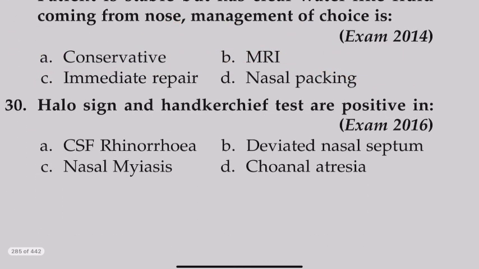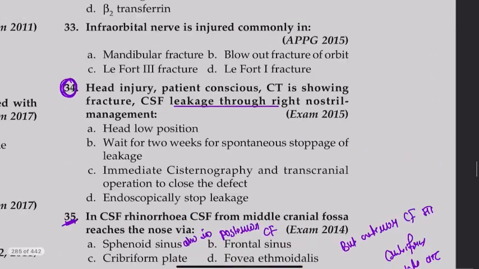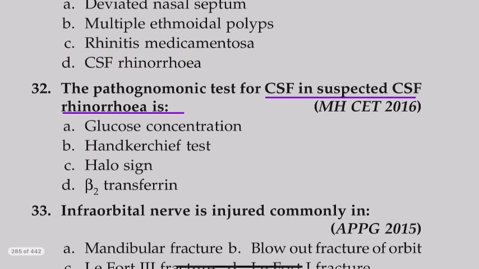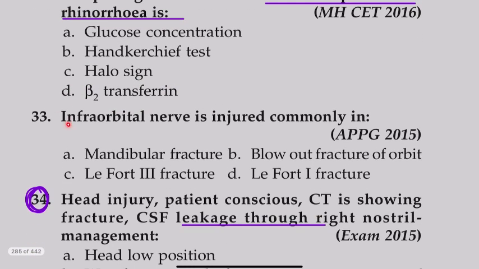So the halo sign and handkerchief sign, I've already said, are positive in CSF rhinorrhea. Moving to our next question: intrathecal fluorescein with endoscopic visualization is useful in diagnosis of what? We have already said that by injecting dye plus endoscopy under blue light, fluorescent yellow-colored CSF will be seen. That is done in the case of CSF rhinorrhea. The pathognomonic test for suspected CSF rhinorrhea, we know, is beta 2 transferrin.